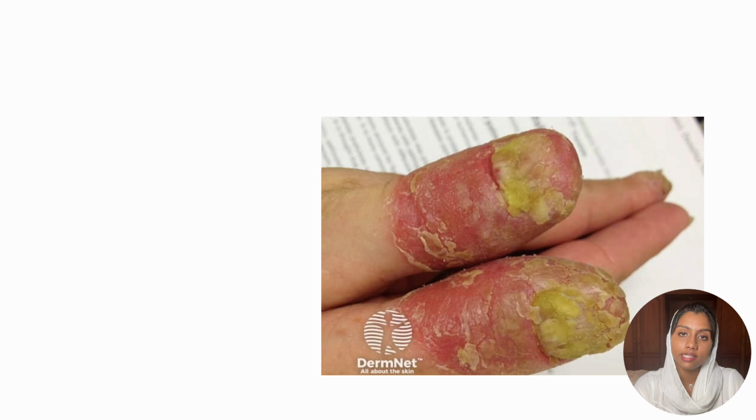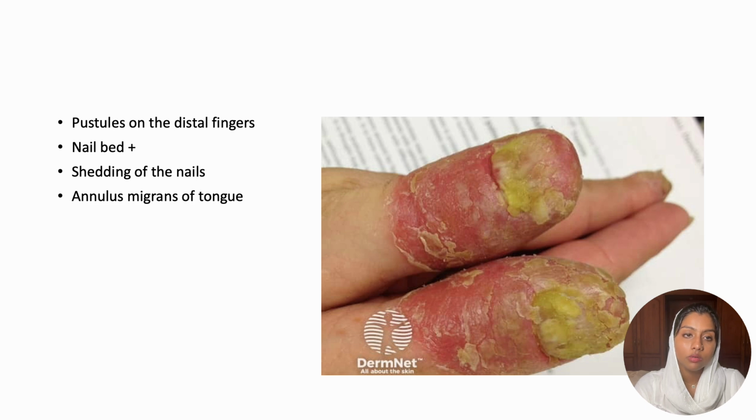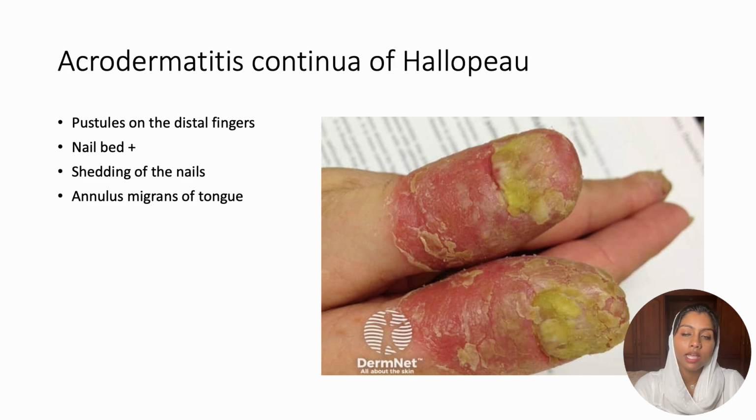Coming to the next clinical scenario, again you can see a picture of two thumbs, and there is a very well-defined erythema and scaling, as well as pustules at the nail bed and the nail site. So this is what we call acrodermatitis continua of Hallopeau. You might also get shedding of nails in this case because of the intense inflammation, and you might also get associated annulus migrans of the tongue.